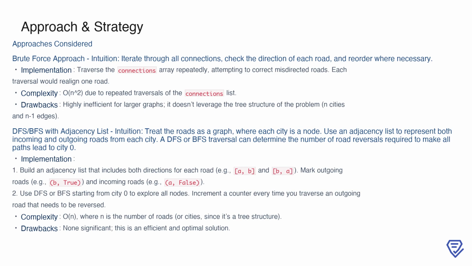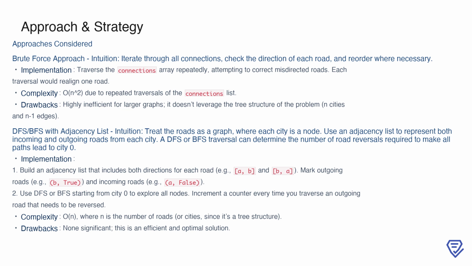When tackling this problem, we first considered several approaches to understand the best way to reorder the roads. One straightforward idea is the brute force approach. Here, the intuition is to just iterate through all the connections repeatedly, checking the direction of each road and reordering it if necessary. While this is simple to conceptualize, the implementation involves traversing the list of connections multiple times to realign the roads, fixing one misdirected road per traversal. This leads to a time complexity of n squared, making it highly inefficient for larger graphs.